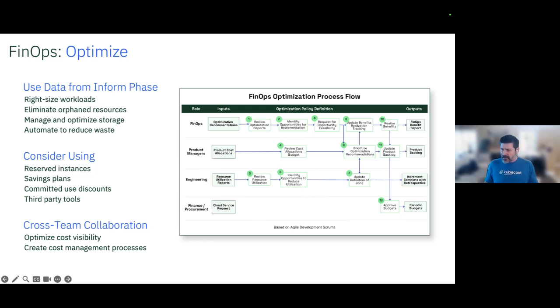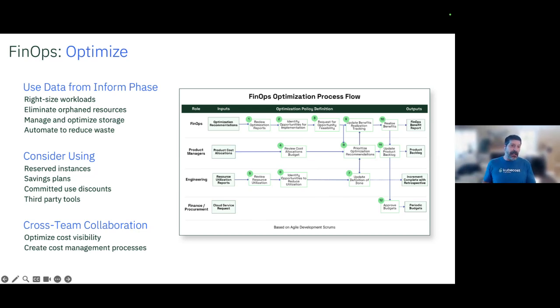Some things to consider because you're in this optimize phase are savings opportunities like reserved instances, savings plans, being able to make a commitment to your CSP to gain some discounts, and other third-party tools that help all of this work like Carpenter and others.